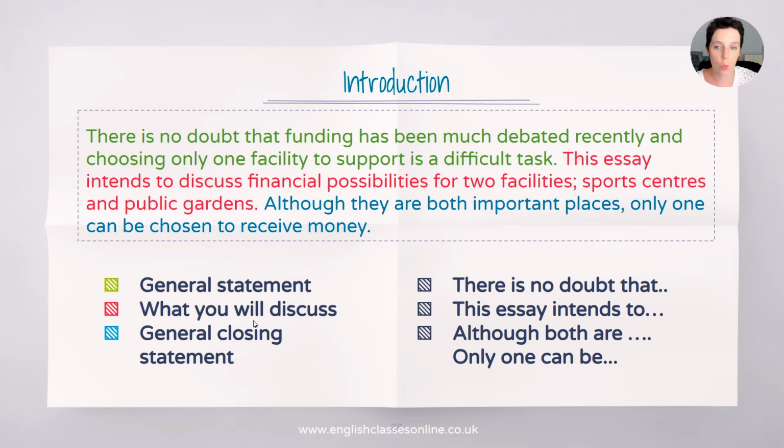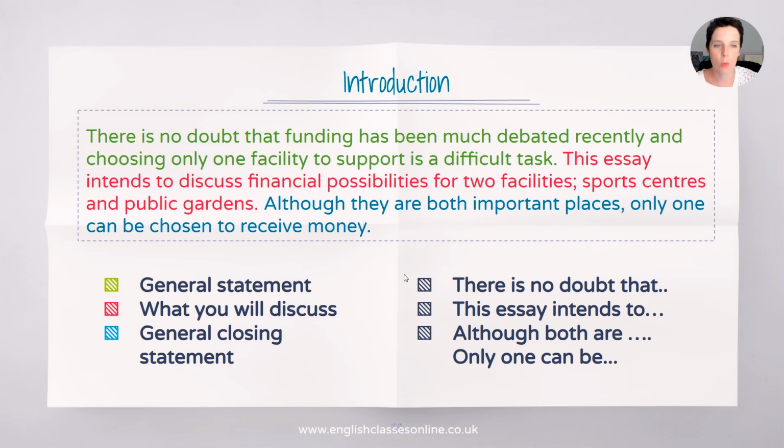Next, you're going to say what you will discuss. This essay intends to discuss financial possibilities for 2 facilities, sports centres and public gardens. And finally, although they are both important places, only one can be chosen to receive money. So that's your general closing statement.